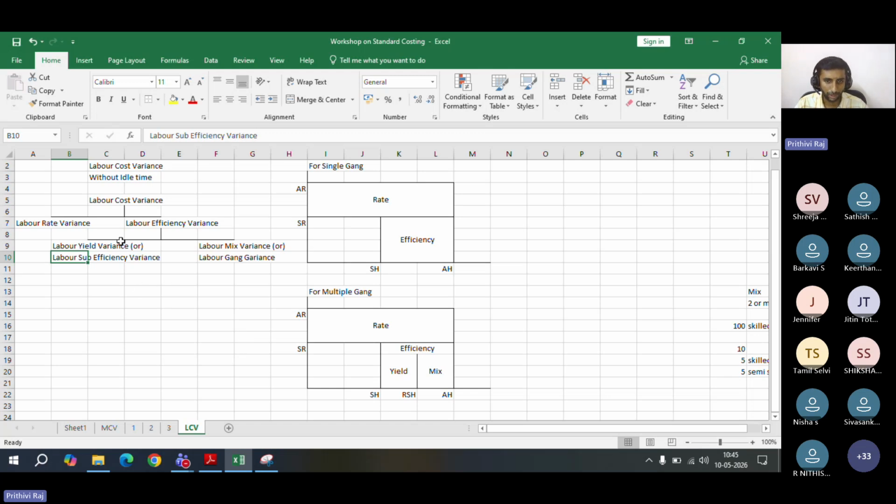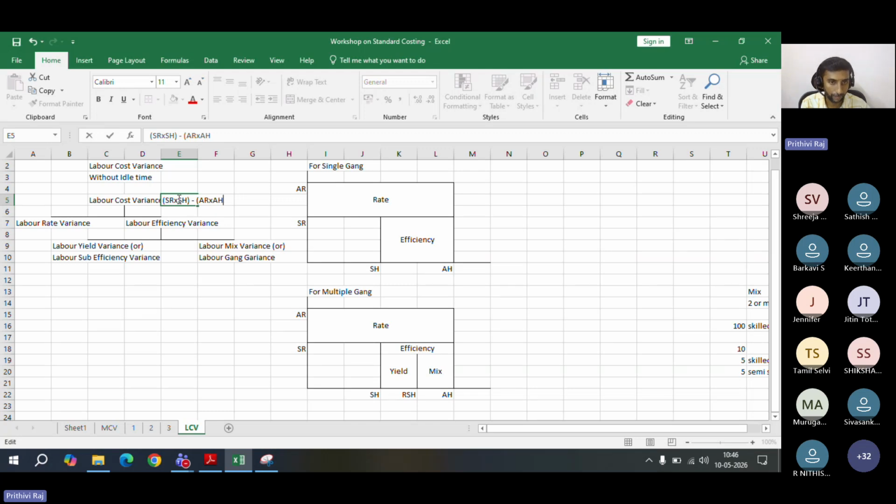Now let's go through the formulas. Labor cost variance: someone come, unmute yourself and tell the formula. What is the labor cost variance? SR into SH minus AR into AH.